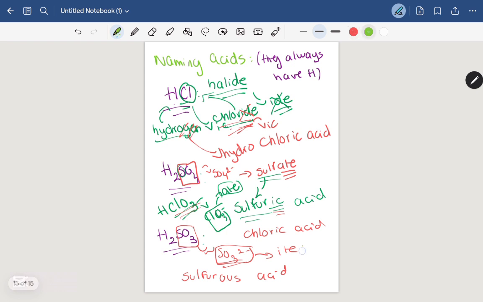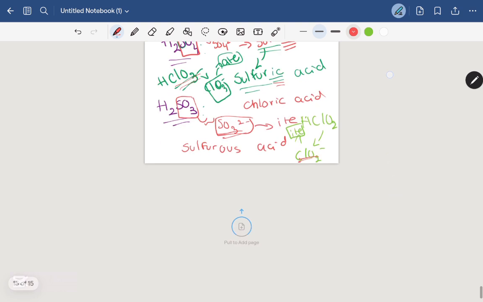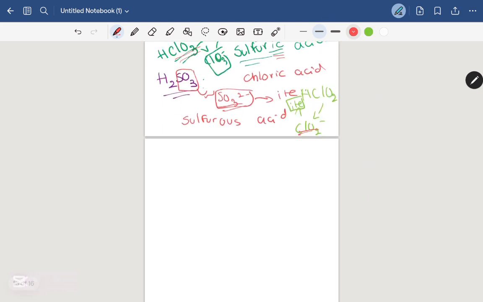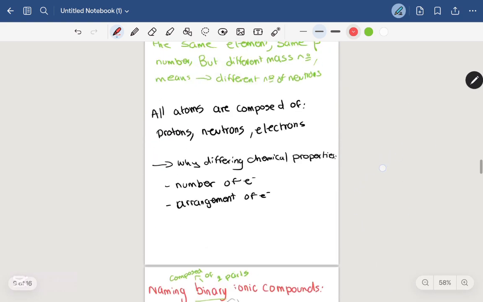Let us see some other examples. Another example is HClO2, my bad, not HClO3. You take the anion, which is ClO2 minus. You know that its ending is ITE, so when you are naming it, you take the root, which is chlor. It's going to be chlorous acid, very simply. And just like that, we finished the summary of chapter 2.